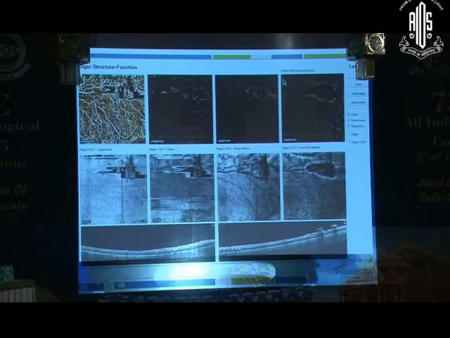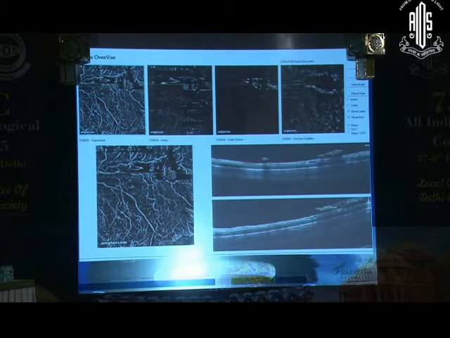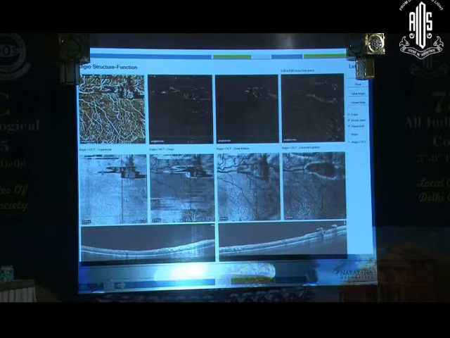So we are actually monitoring these patients now, looking at their NVEs and looking at what happens. And you can see from this picture where you see this large complex of NV, after treatment, it's now just a few fronds, and obviously we're waiting for them to go away as we do more supplement treatment.